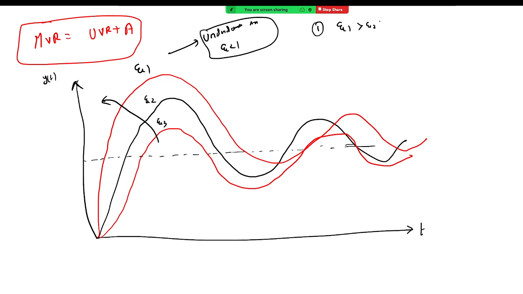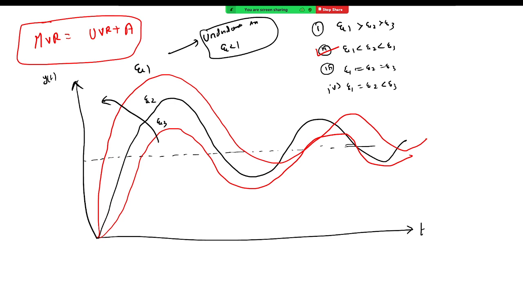Zeta 1 is greater than zeta 2 is greater than zeta 3. Zeta 1 is less than zeta 2 is less than zeta 3. Zeta 1 equals zeta 2 equals zeta 3. And zeta 1 equals zeta 2 is less than zeta 3. Which one will be correct? Second one. So your option 2 will be correct. Fine.